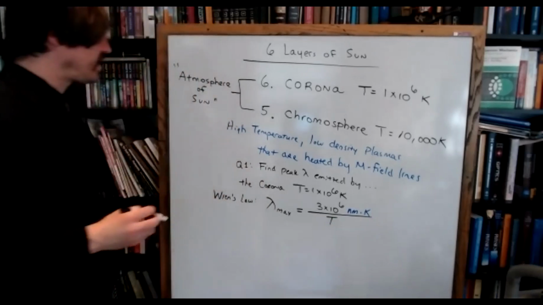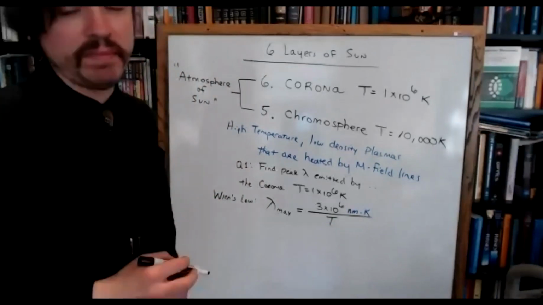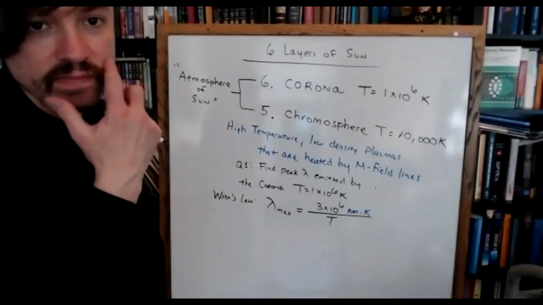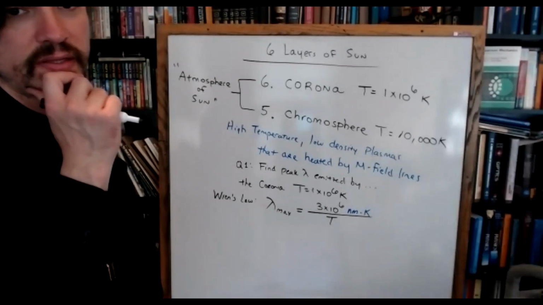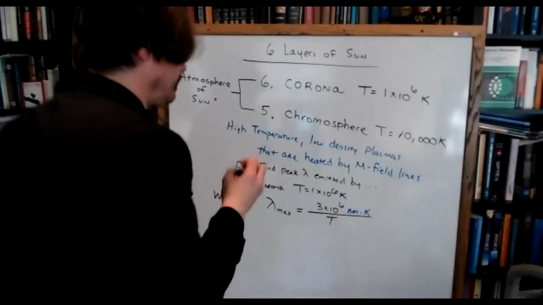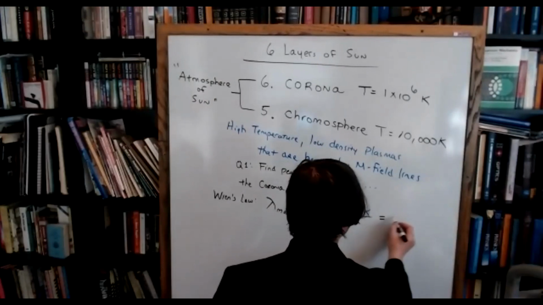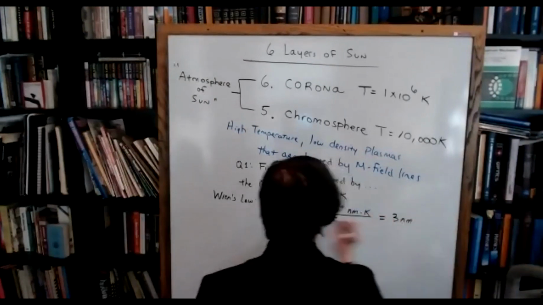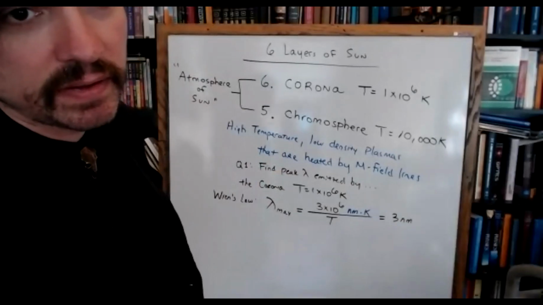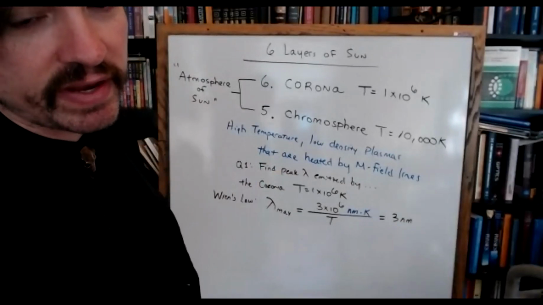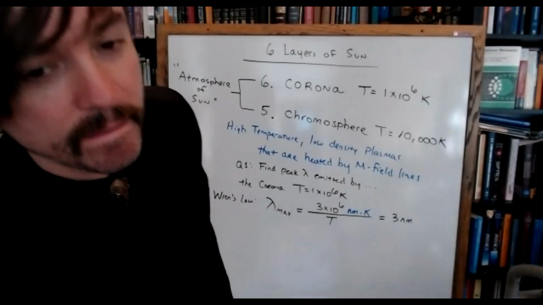Okay, class. If you plug in 1 million Kelvin, what do you get for an answer? Here's a hint. You really shouldn't need a calculator for this. 3 nanometers. That's right. And in what regime of the electromagnetic spectrum is this 3-nanometer light found? X-rays. That's right.